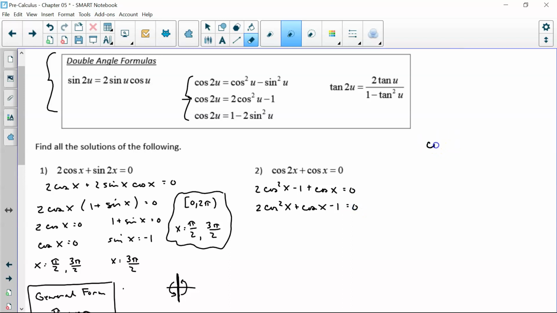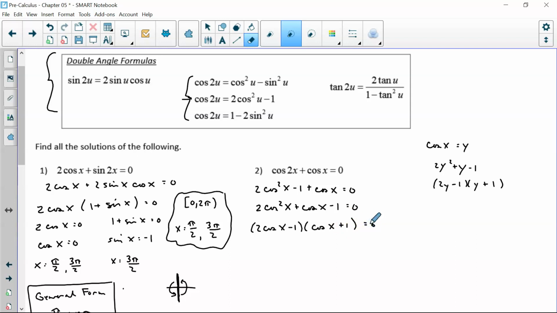Let's say that the cosine of x is y. So when we rewrite this, thinking algebraically, it is 2y squared plus y minus 1. So when we factor that, we get 2y and y. So we have a y plus 1 and a 2y minus 1. So when we substitute our cosine of x back in, we get 2 cosine of x minus 1 times the cosine of x plus 1.